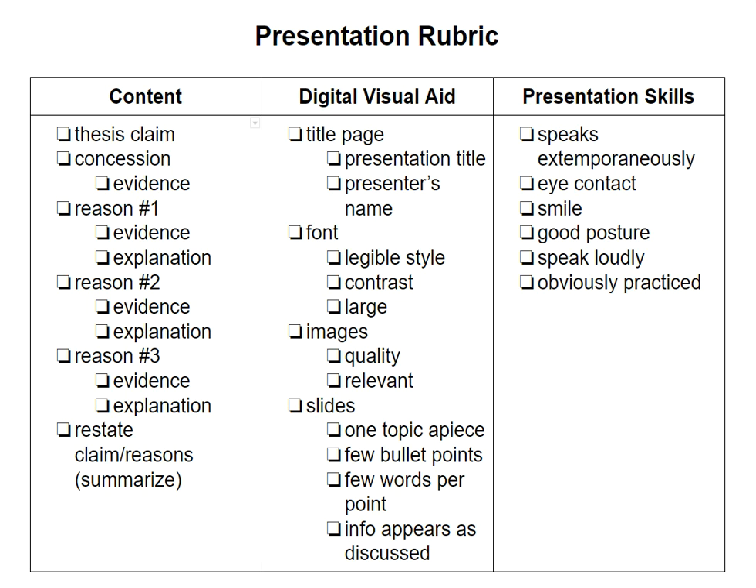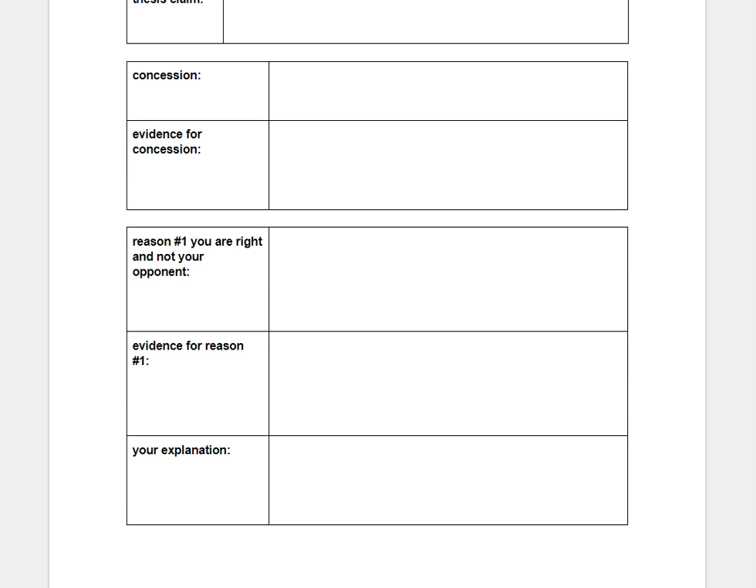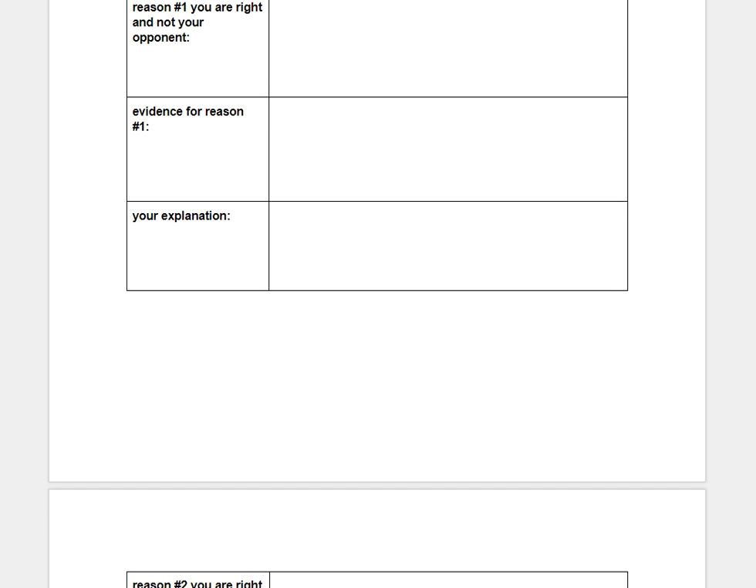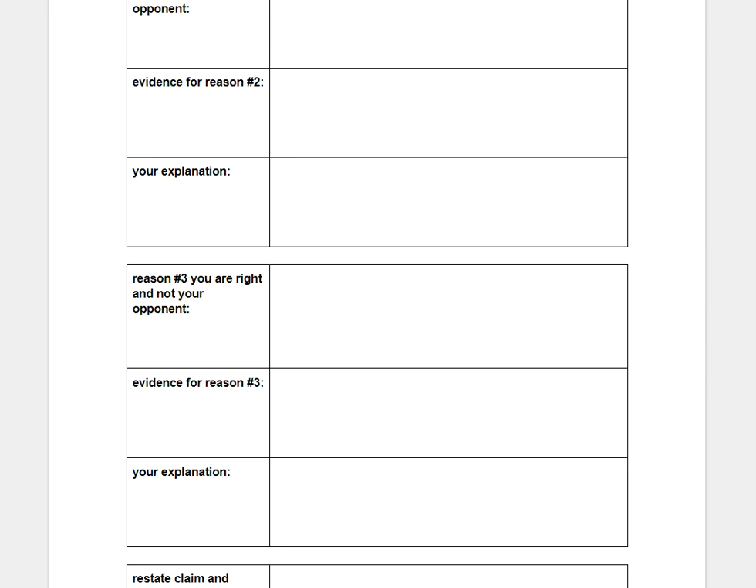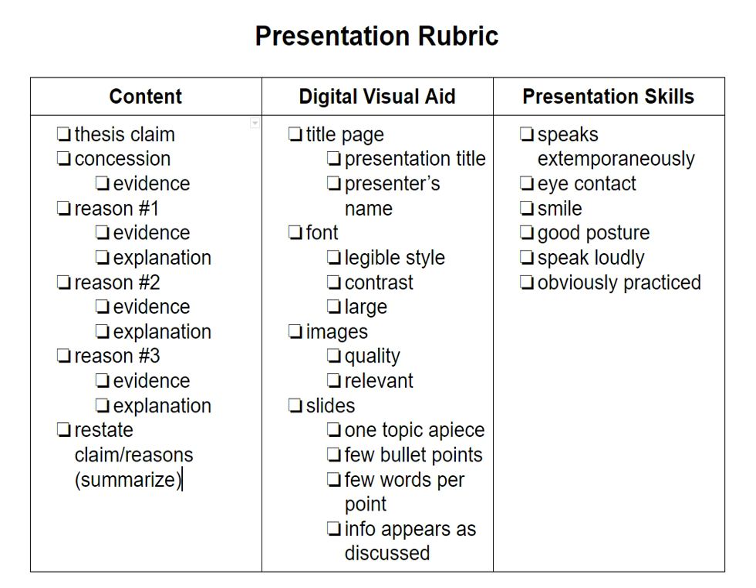So the first thing you'll do is get this presentation planning guide, which is a sheet of paper from me, and you will fill this out based directly on your junior research essay. So what was your thesis claim? What was your concession? What was the evidence you gave for that concession? What were your 3 reasons? And each one followed by what evidence for it and what explanation you had for it. It's the exact same structure of your essay. So a lot of the work is done for you.